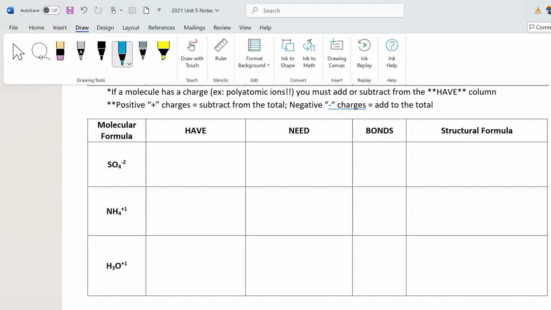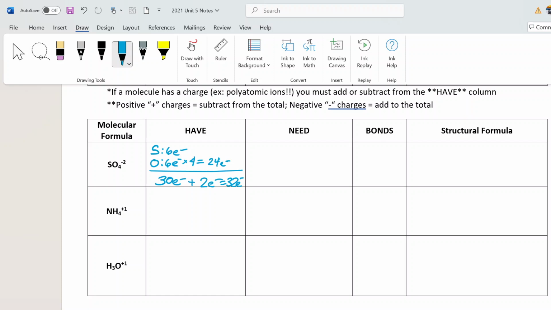So sulfur is in group 6 still, so I have 6 electrons. Oxygen is also in group 6, so I have 6 electrons, but I have 4 atoms of it. So that gives me 24. Adding that up, I get 30 electrons. Well, I'm not done because I have a -2 charge over here. So I need to add 2 more electrons to the have column. So that gives me 32 electrons.